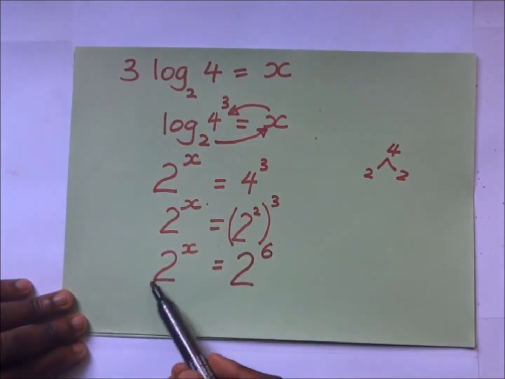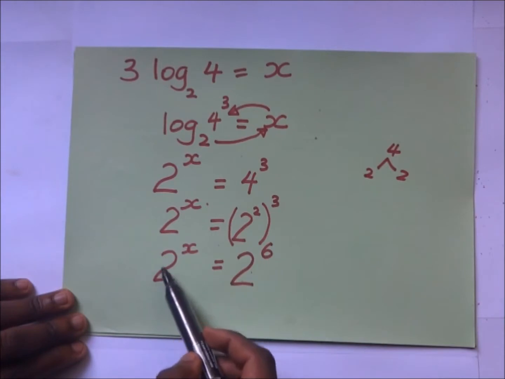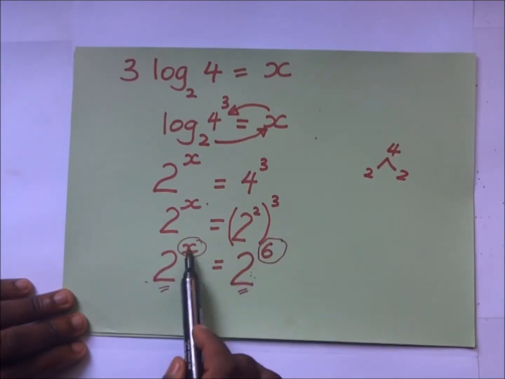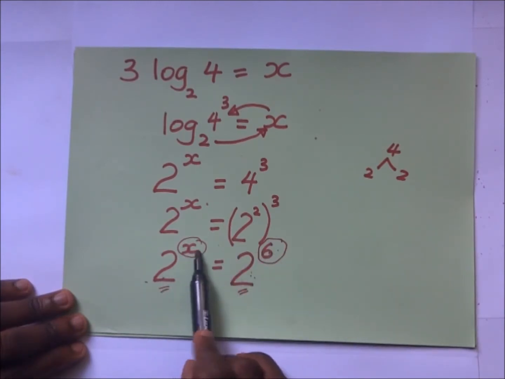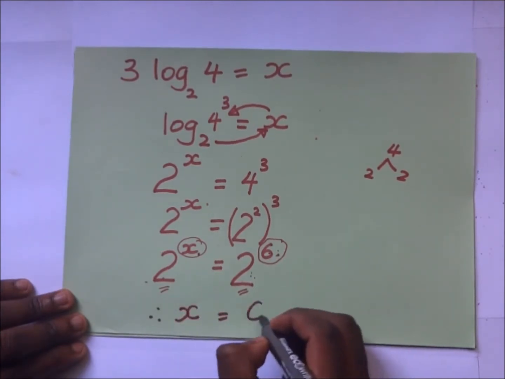Now you realize here 2 to the power x is equal to 2 to the power 6, the bases are the same. If the bases here, 2 and 2, are the same, it also means that the powers are supposed to be the same. So our value of x here is 6. Therefore, our value of x here will be 6.